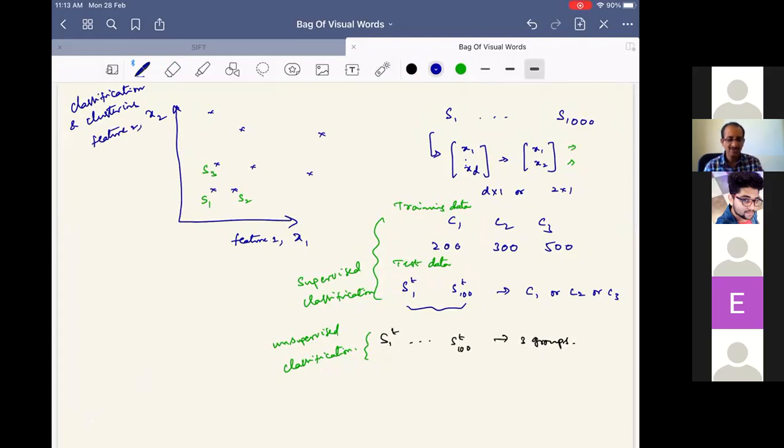Since we can't easily sketch more than two dimensions, we have sketched them in 2 dimensions. So like that, now what we have are all the different samples. This may be S10 or whatever.